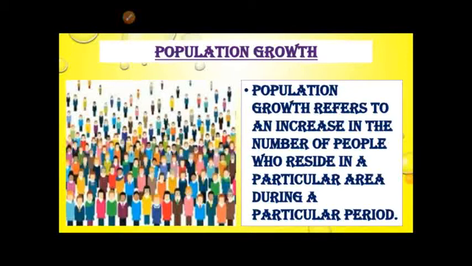Census. Census is an official enumeration of population carried out periodically. It records information about the characteristics of population such as age, sex, literacy, and occupation. Different countries of the world conduct census every 5 to 10 years as recommended by the United Nations.